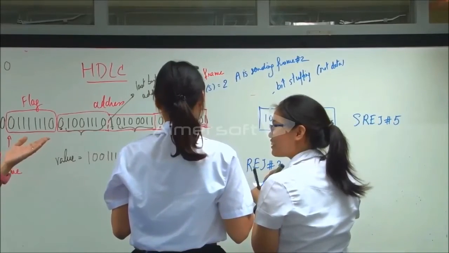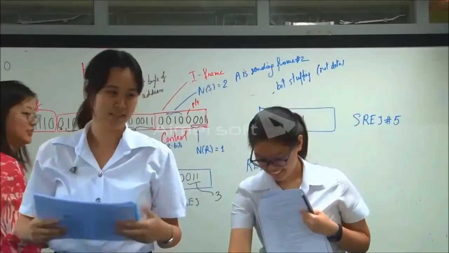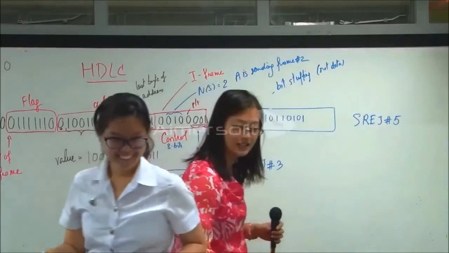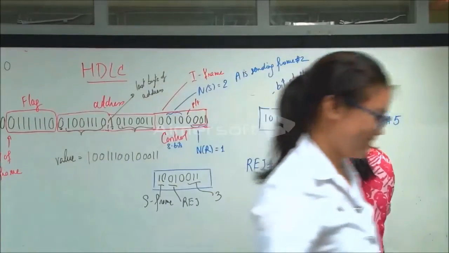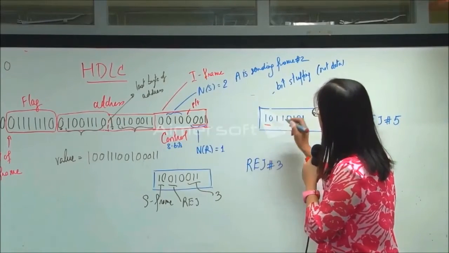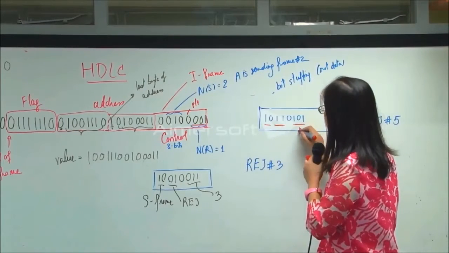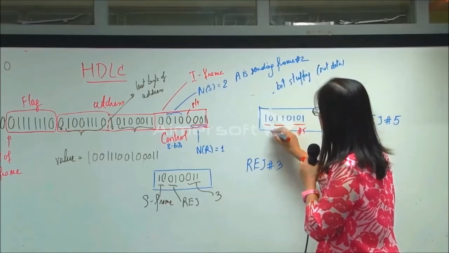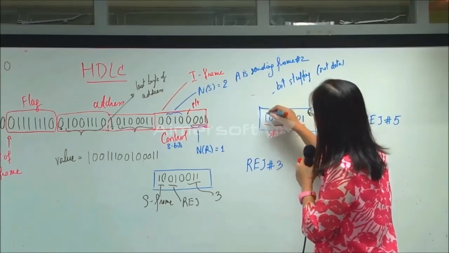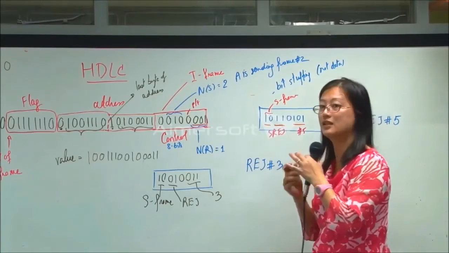1 0 1 1. Yeah, that's correct. Thank you. See, you can do it. So this is the control field for selective reject number 5. This tells me this is an S frame. This tells me selective reject. This tells me number 5. So it's not difficult.